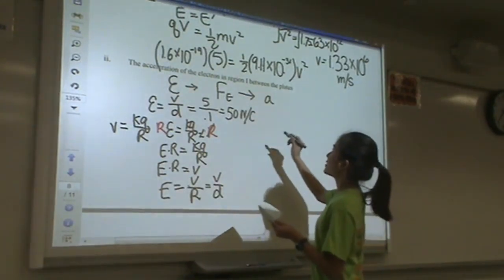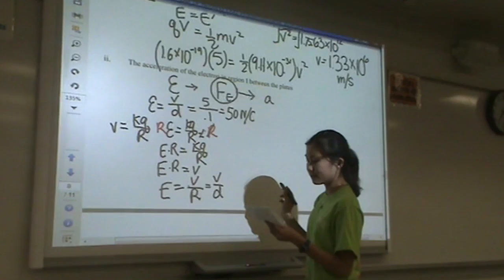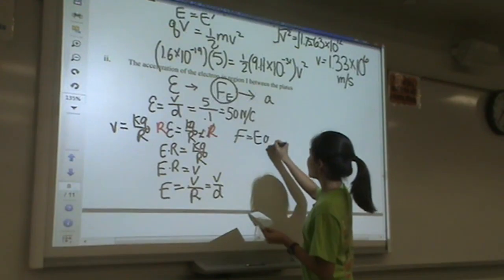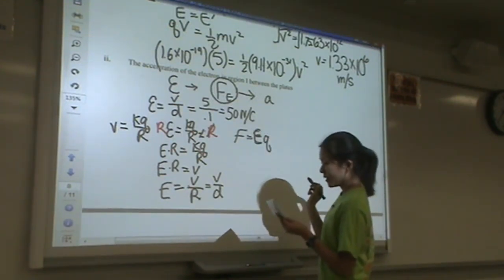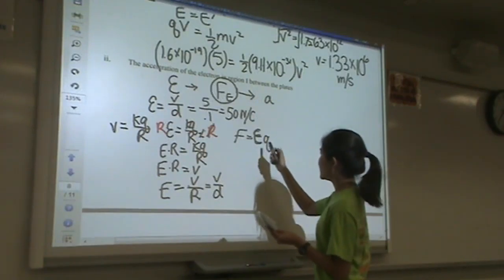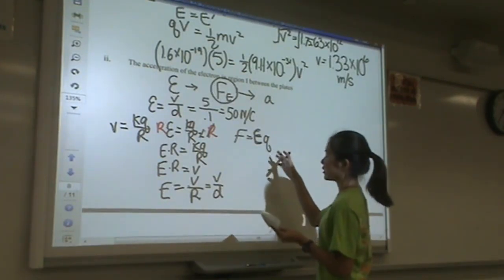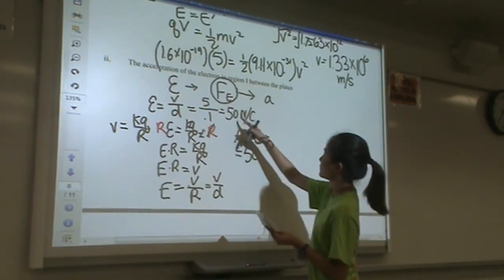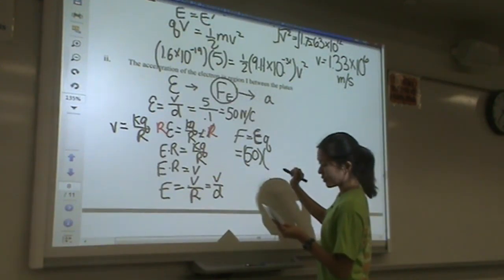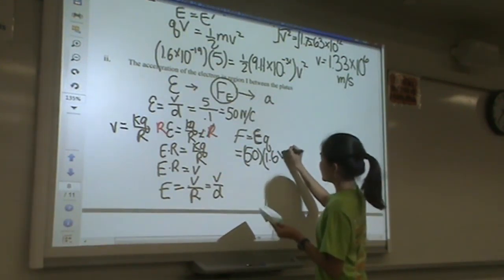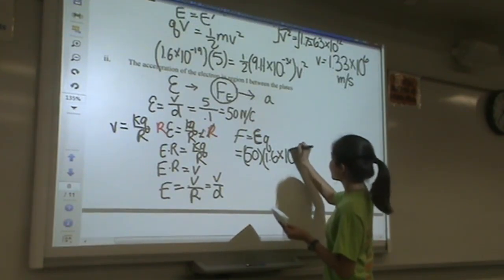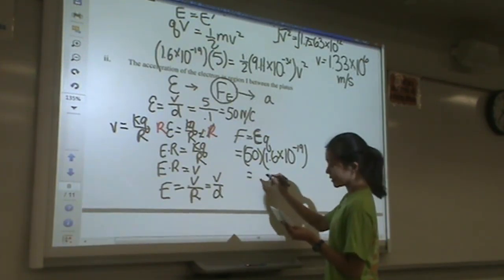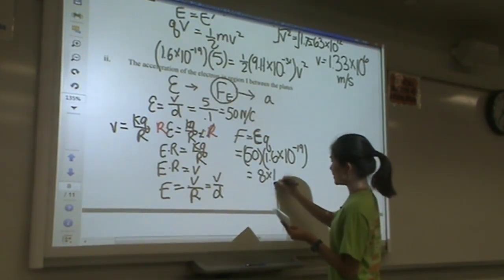Okay, now we go to the next step of the problem, which is to find the electric force. We use the formula F equals EQ, where F is the electric force, E is the electric field, and Q is your charge. So we get that the electric force equals 50 newtons per coulomb times the charge, which is 1.6 times 10 to the negative 19th. Then we get that it equals 8 times 10 to the negative 18th newtons.